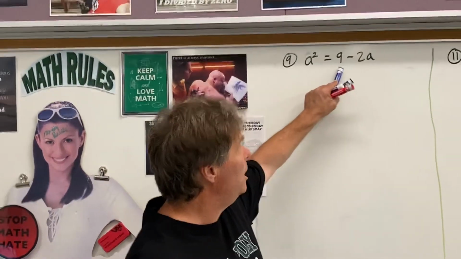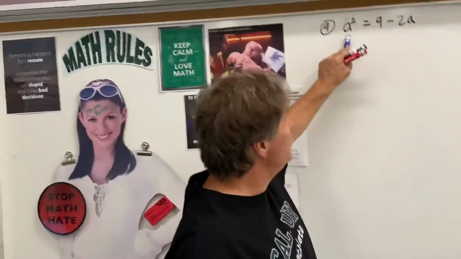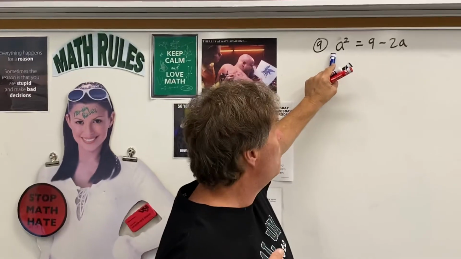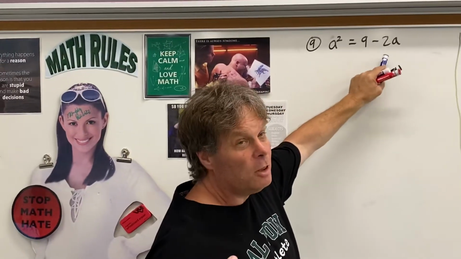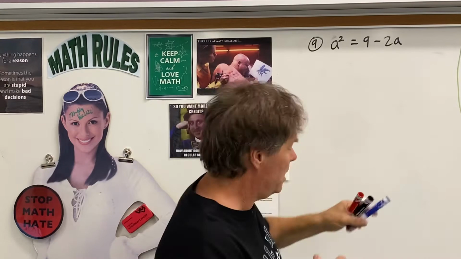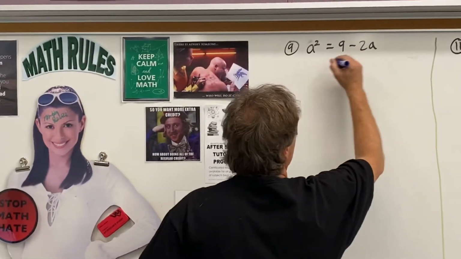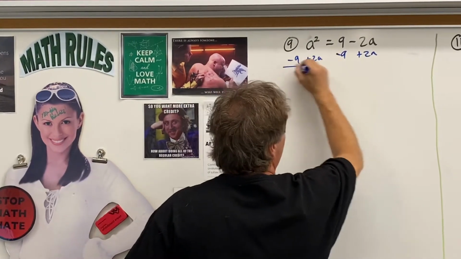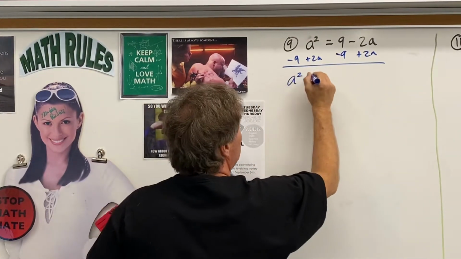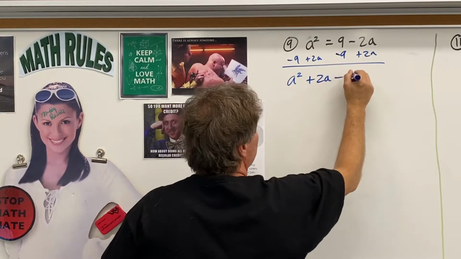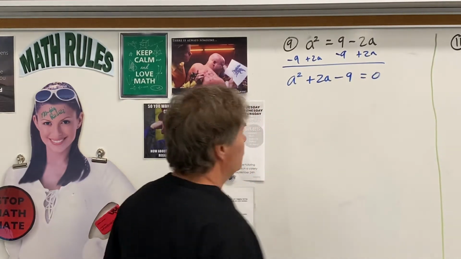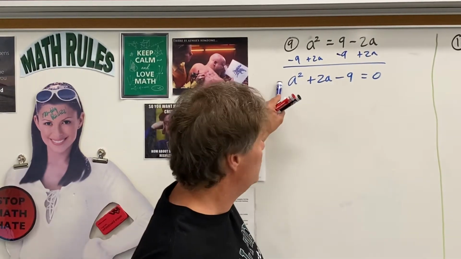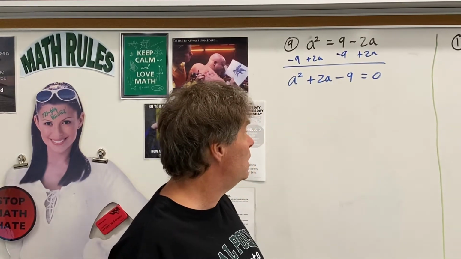a squared is 9 minus 2a. So look, a squared, my squared term, is already positive. That means I wanna wipe out the other side, right? Here we go, minus 9, add 2a, and now I get a squared plus 2a minus 9 equals 0. You always want to make it equal 0. You want a positive in front of your squared term. So we're set up nicely.